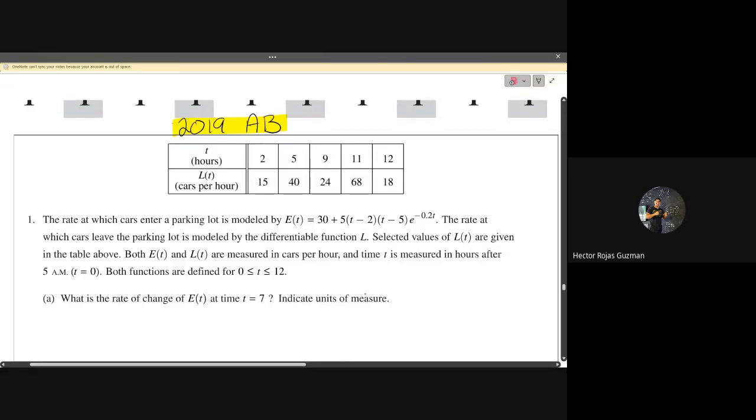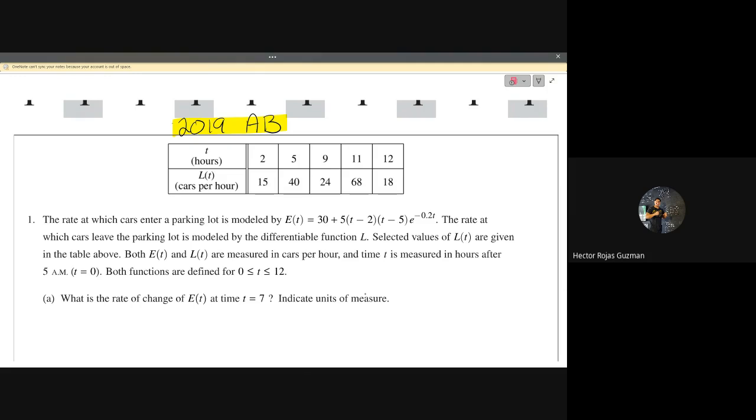Okay, good morning. Welcome. We're going to tackle the first question of the 2019 FRQ practice exam.